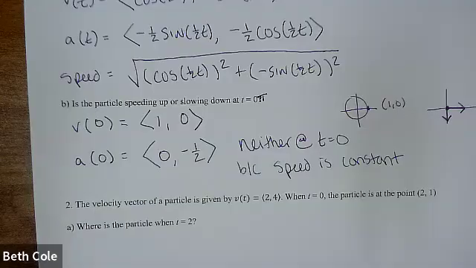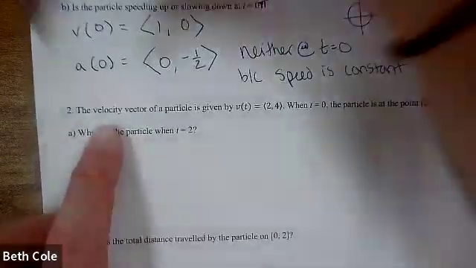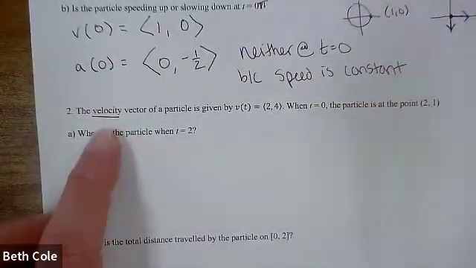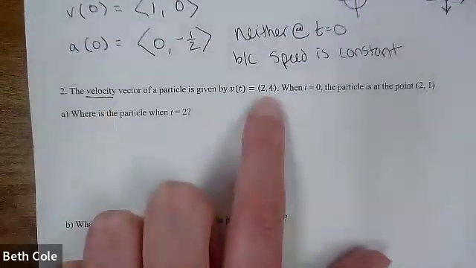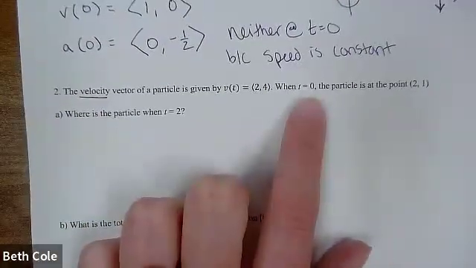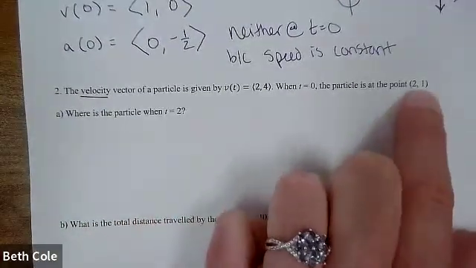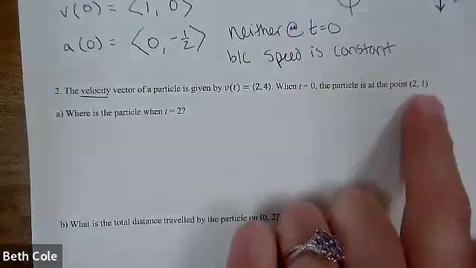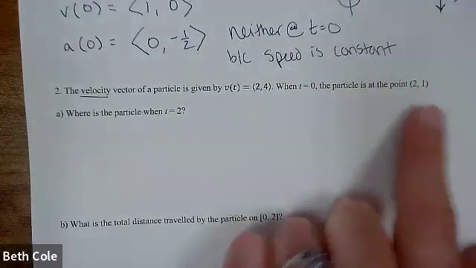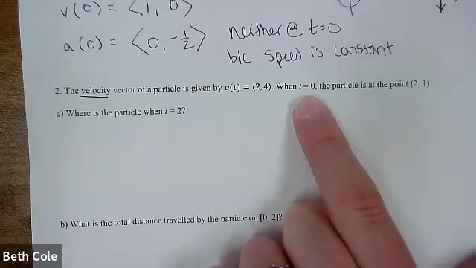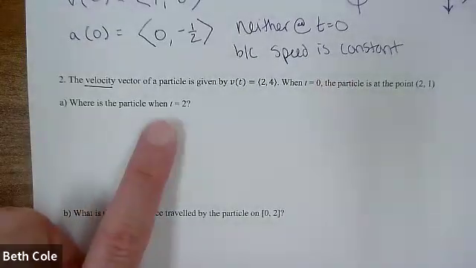All right, number 2. What did they give us this time? Velocity. Okay, so just be aware of what they gave you. This time it's velocity. When t equals 0, particle is at the point (2, 1). What do we call that? Initial condition, all right? And it's when t equals 0, so that's convenient. Where is the particle at t equals 2?